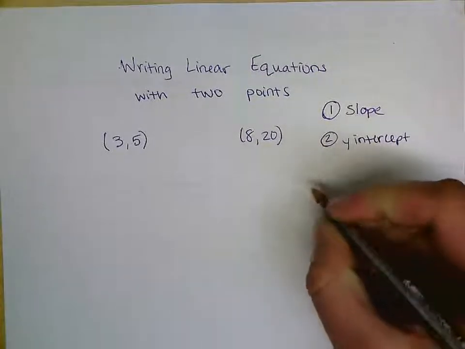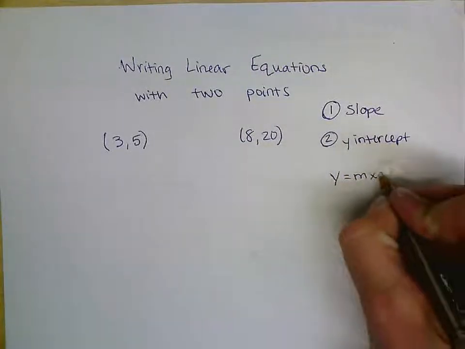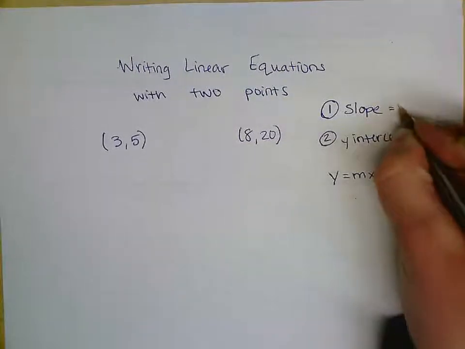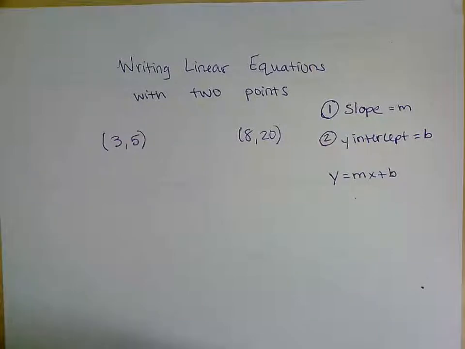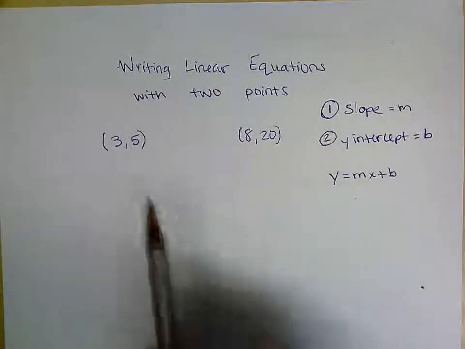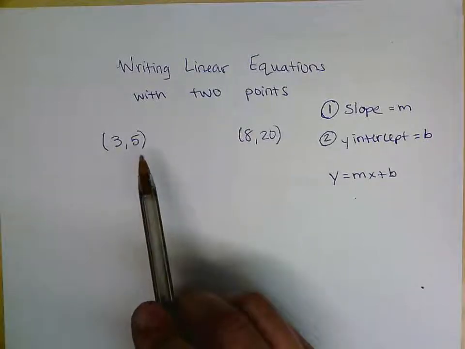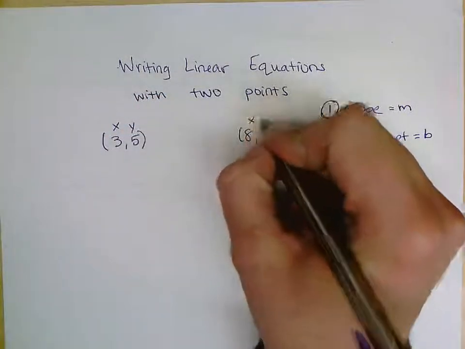It's also helpful to know that slope-intercept form is written as y equals mx plus b, where m is the slope and b is the y-intercept. Now, since we don't know either the slope or the y-intercept in this example, we have to solve for them. We do know that each of these points has an x and a y.